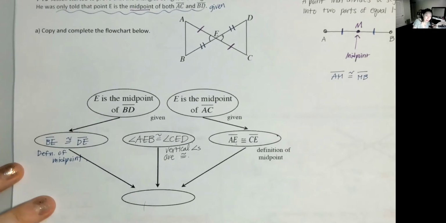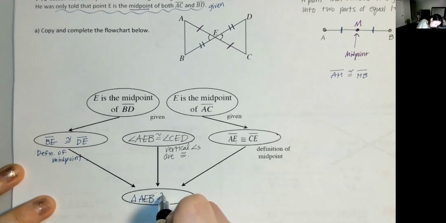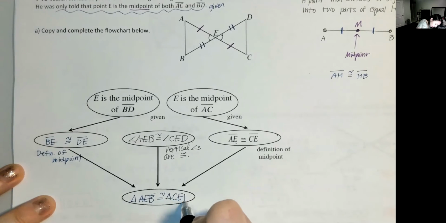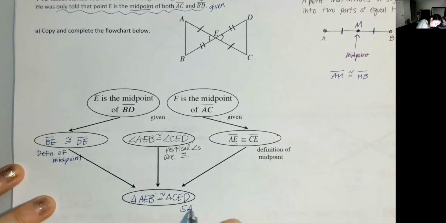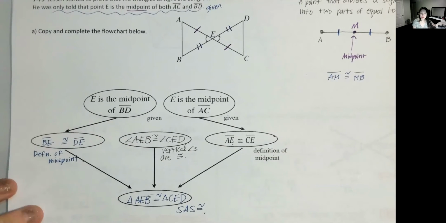So we're going to write it into the last bubble. Triangle AEB is congruent to triangle CED by side, angle, side. And there is our flowchart.